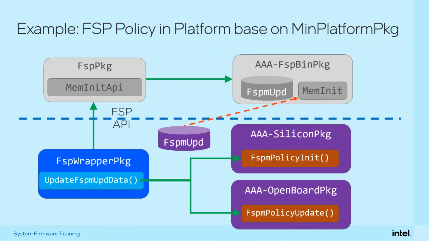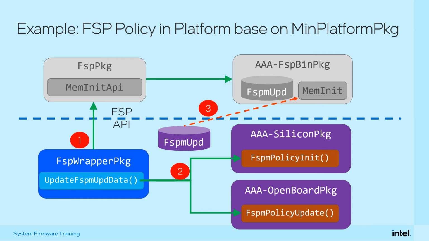Take FSP policy in min platform package as an example, shown on this slide. Therein we defined FSP policy init lib and FSP policy update lib. So there is an initialization function and an update function. 1. When the FSP wrapper wants to call the memory init API, it calls update FSPM UPD data to get the UPD configuration. 2. Then FSPM policy init and FSPM policy update are invoked.